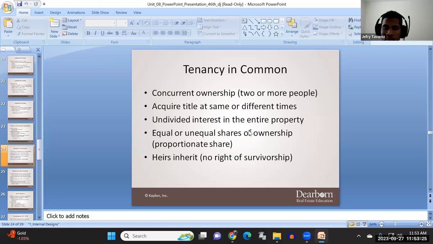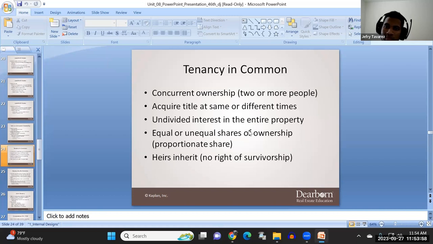Also, in this case, the owner's heirs would inherit it, not right of survivorship. So 50%, 25, 25. The 50% guy dies. He decides who it goes to. Maybe that goes to his daughter. Now his daughter becomes their partner. It doesn't go to them. Now they can have an agreement where these two can buy them out, but they have to pay the daughter the money. There could be an agreement, but it doesn't automatically go to these people.